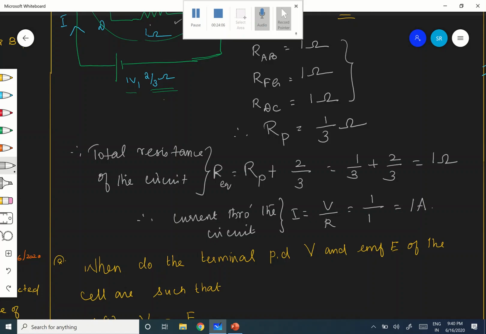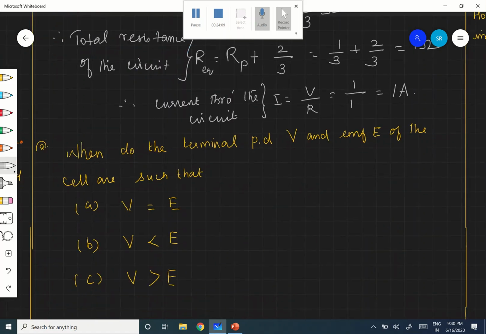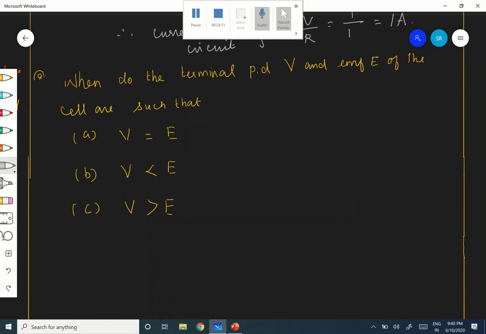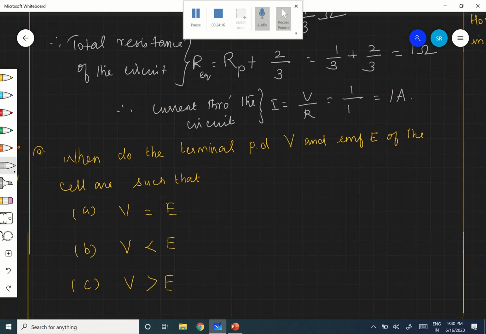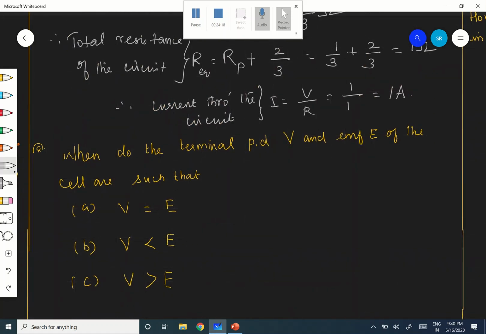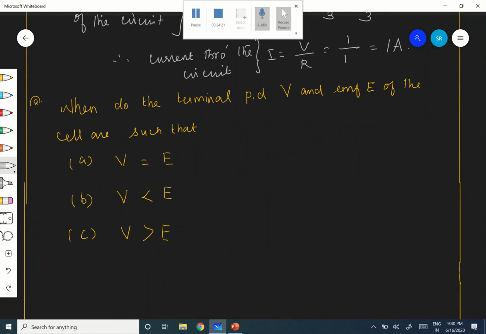Right. Next one is an important question. You see, when are the terminal potential difference V and the EMF E of the cell such that V is equal to E? It is very simple. You know that V is equal to E minus Ir. Therefore, V is equal to E when I is equal to 0.